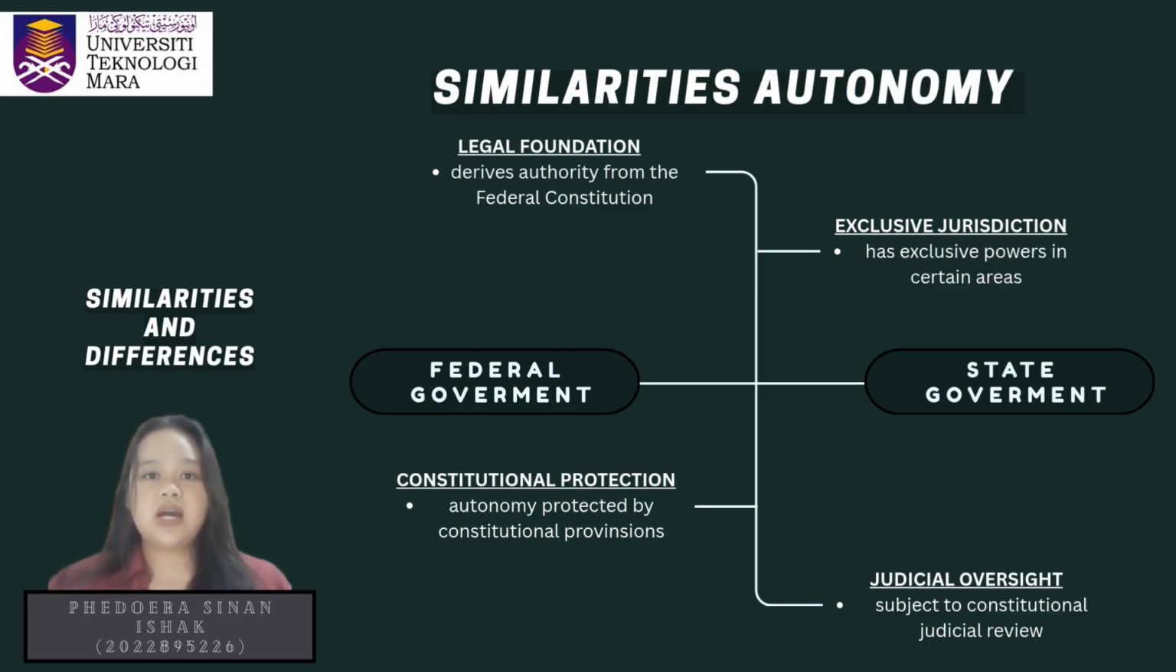In conclusion, while the areas of responsibility differ, their shared legal foundation, constitutional protection, exclusive jurisdiction in their respective domains, and accountability through judicial oversight are the cornerstones of the autonomous yet interconnected nature of our federal and state governments. This framework ensures stability and effective governance for the nation.